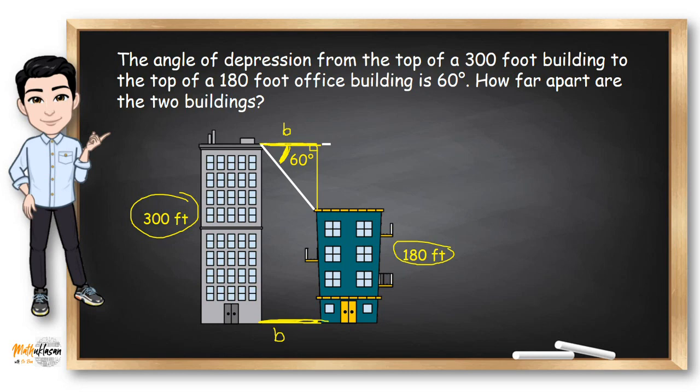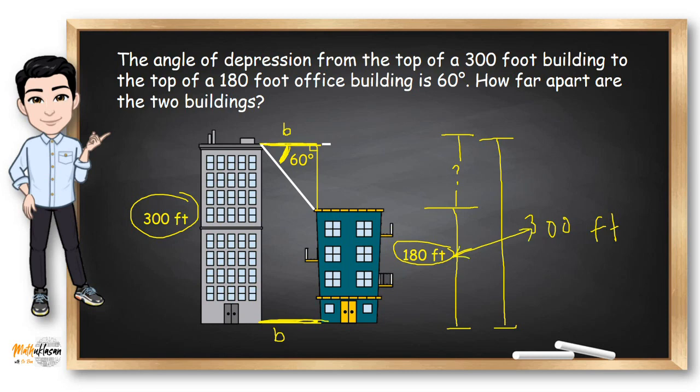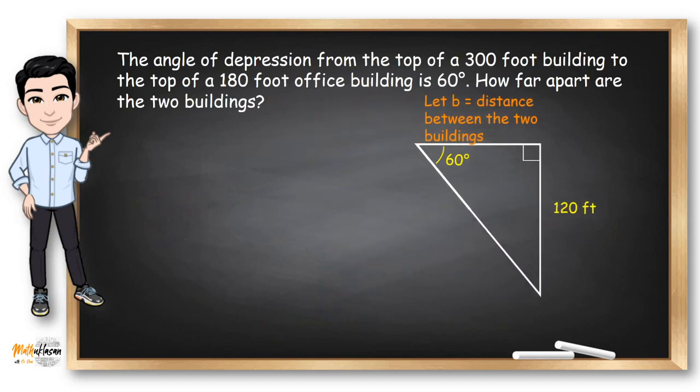Notice that if we will get the difference of these two, kunyari, ito yung 300 natin. At pagka minus ko yung distance mula dito sa isang building which is 180 feet, as you can see, makukuha ko yung remaining distance dito. Tama? By subtracting what? 300 and 180 feet. So, pag sinubtract ko yan, I will get 120 feet. O, diba? I-zoom out natin yung triangle natin para mas madaling makita.